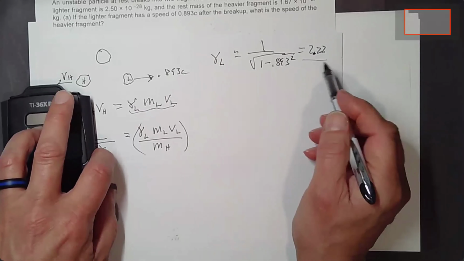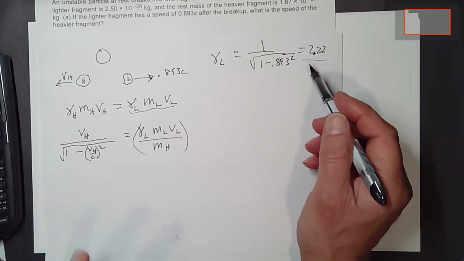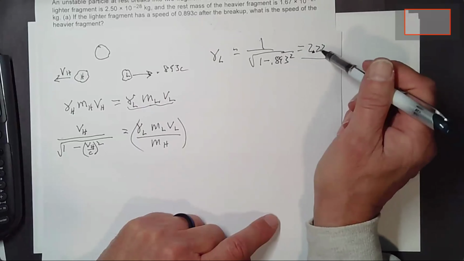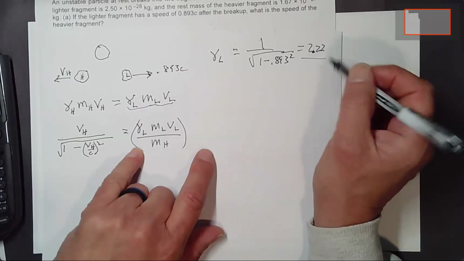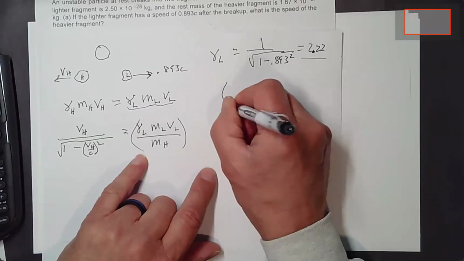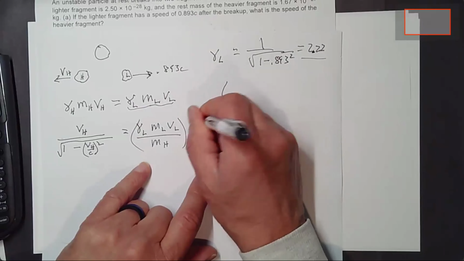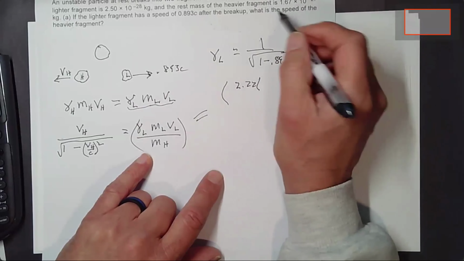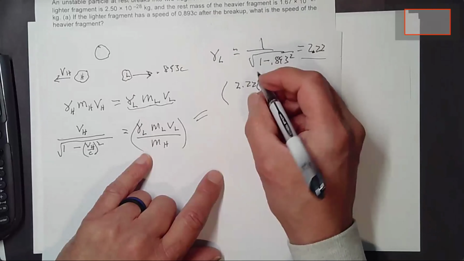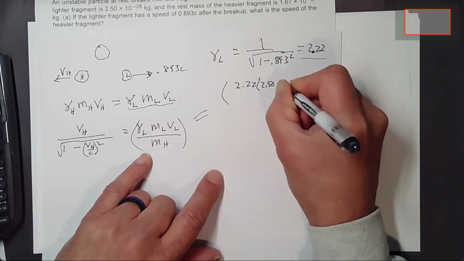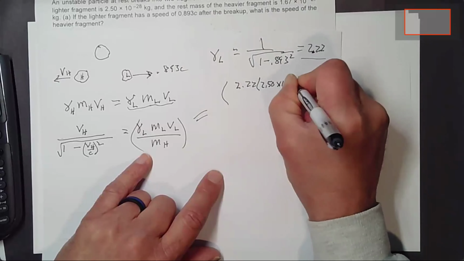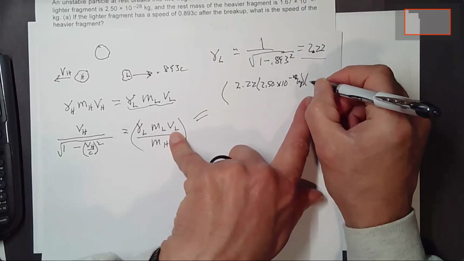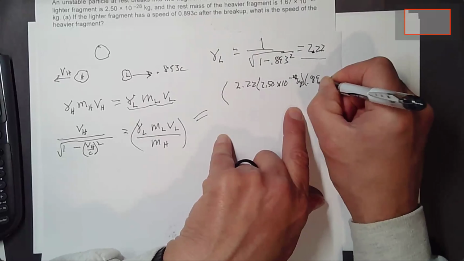Okay. So it's going at a pretty good clip. Well, 0.893c, that's a pretty large gamma value. So it's going to pack a lot more wallop than the classical expression would predict. Well, 2.22 times as much. Then I can do all the rest of this stuff. So all of this stuff in parentheses here will equal the 2.22 times the mass of that lighter fragment, 2.50 times 10 to the minus 28 kilograms, times the velocity of the lighter fragment, which is 0.893.